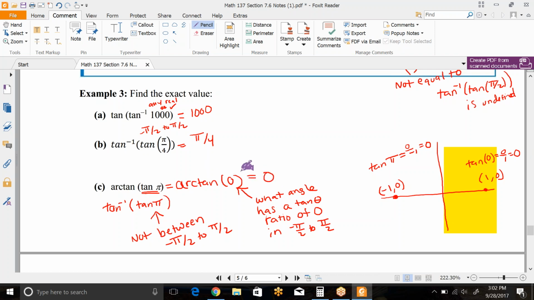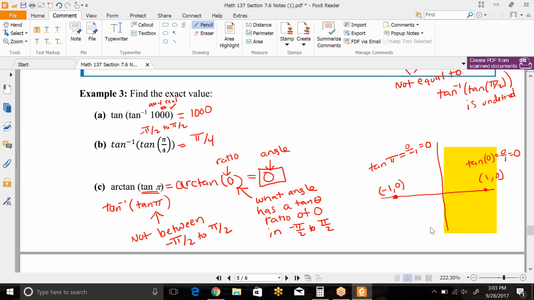Now, I want to distinguish something for you. The 0 that's in here is a ratio. The 0 answer we're giving is the angle. So just be aware of that. It's not that they match, this is the ratio here, and this is the angle that coordinates with that. Okay, so we did the sine inverse, the cosine inverse, and the tangent inverse.